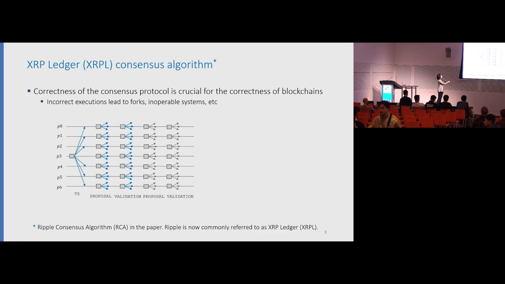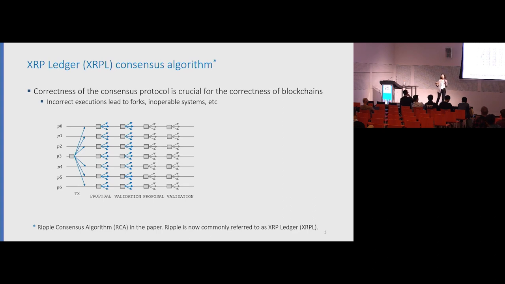So it starts with an open phase where all the processes collect the transactions to include in a ledger. So assume that P3 has received a transaction from a client, then it disseminates it in the network so that everyone has the transaction. After some point of time, the validators move to a proposal round where they propose the collected set of transactions to be committed and broadcast it to each other.